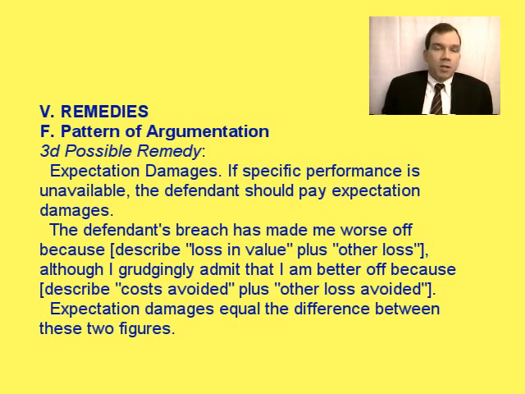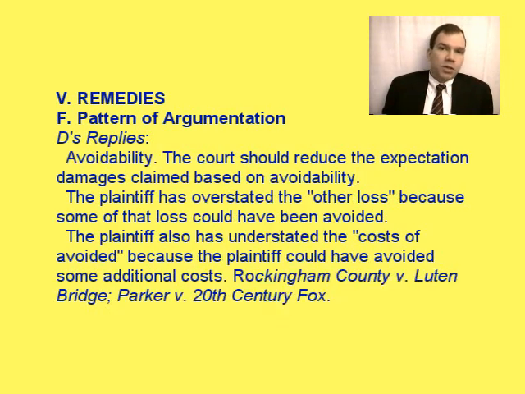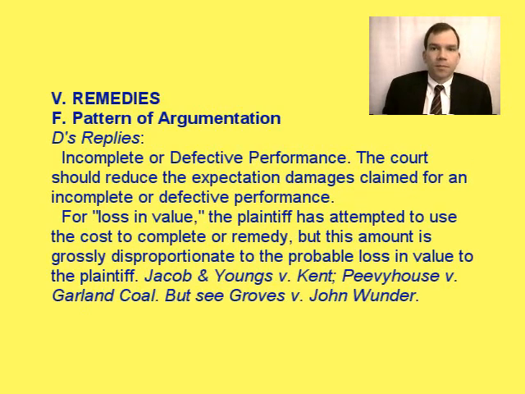Now, the defendant will raise a number of responses based on the limitations that we talked about. First, the defendant will say the court should reduce the expectation damages claim based on avoidability. The defendant will argue that the plaintiff has overstated the other loss because some of that loss could have been avoided. The defendant also may argue that the plaintiff has understated the costs avoided because the plaintiff could have avoided some of the additional costs, either by ceasing performance or by making substitute arrangements.